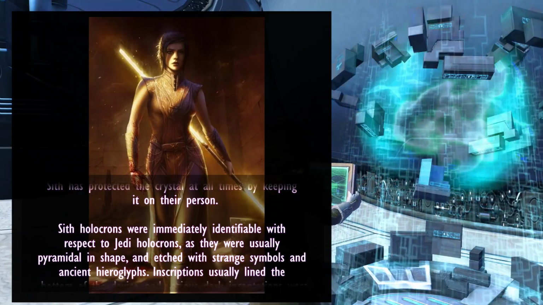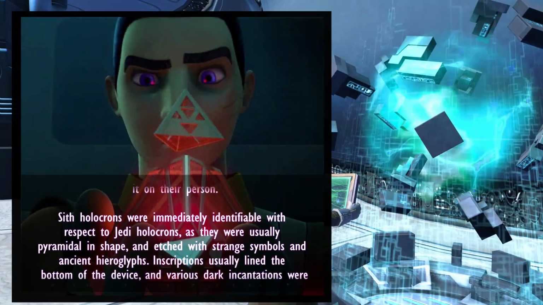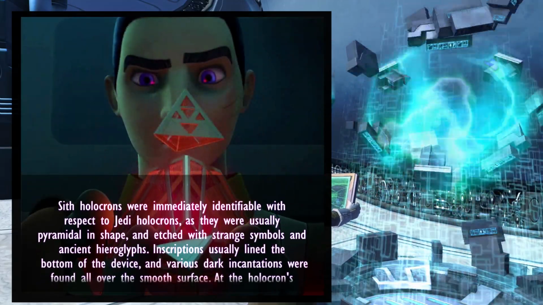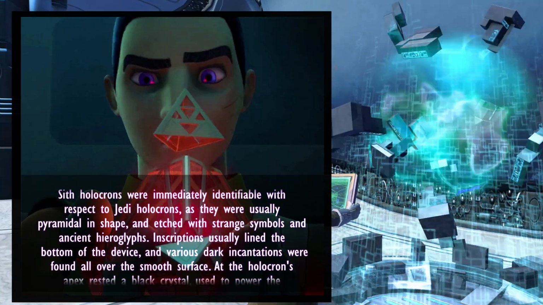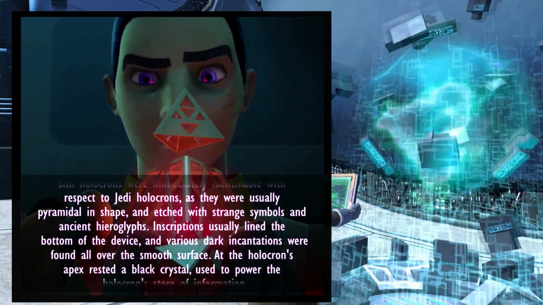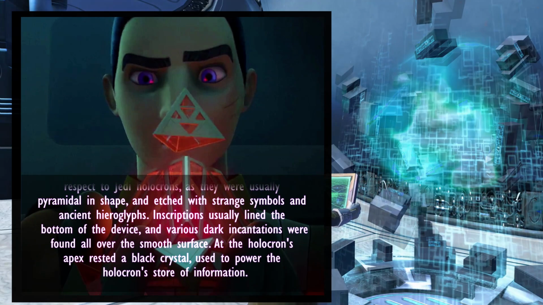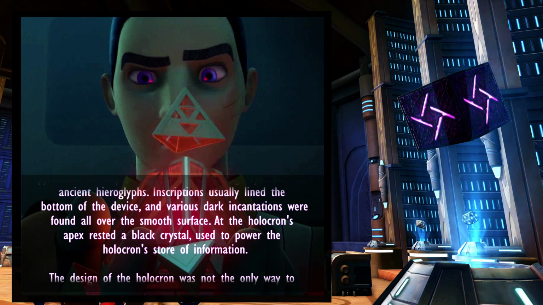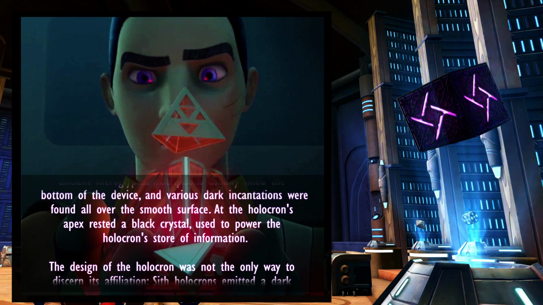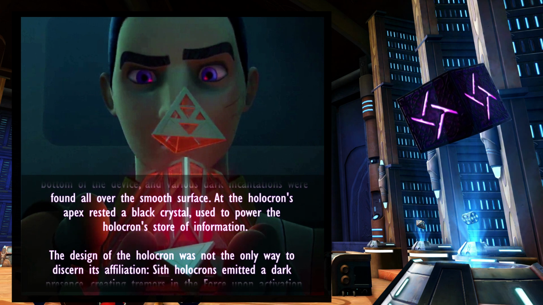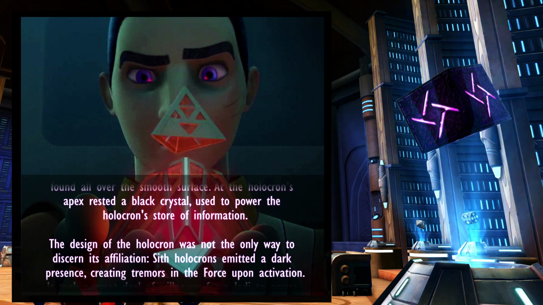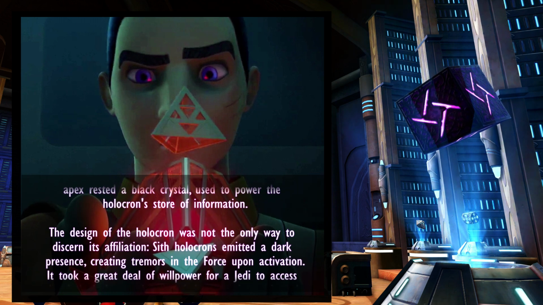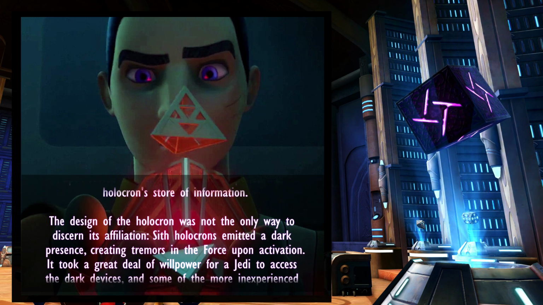Sith holocrons were immediately identifiable with respect to Jedi holocrons, as they were usually pyramidal in shape and etched with strange symbols and ancient hieroglyphs. Inscriptions usually lined the bottom of the device, and various dark incantations were found all over the smooth surface. At the holocron's apex rested a black crystal used to power the holocron's store of information.